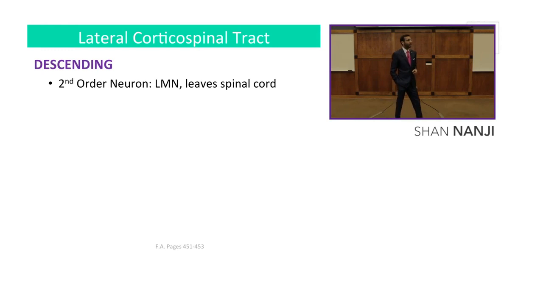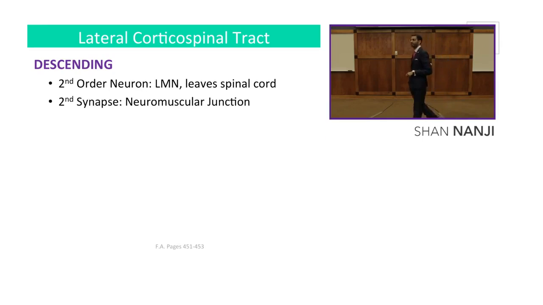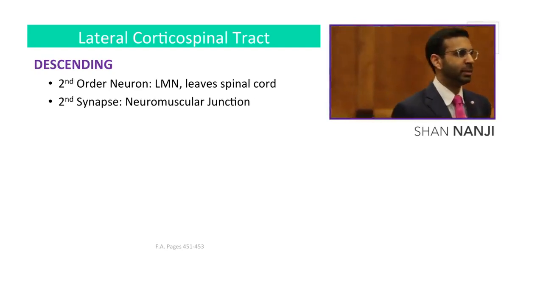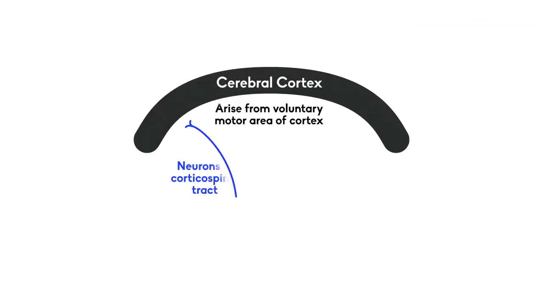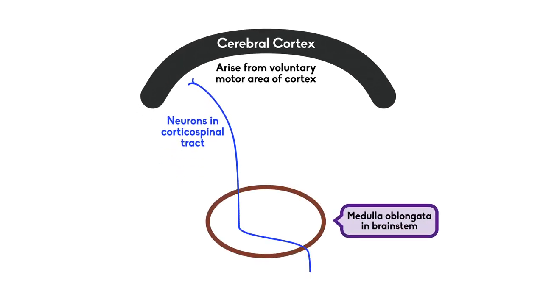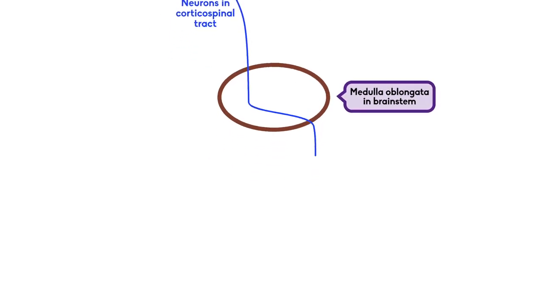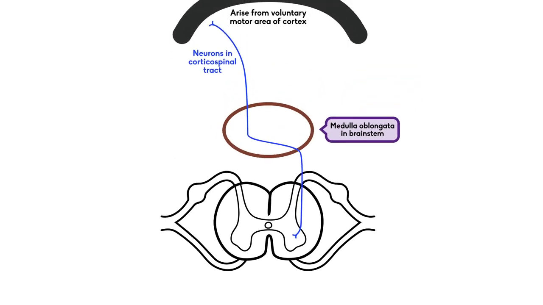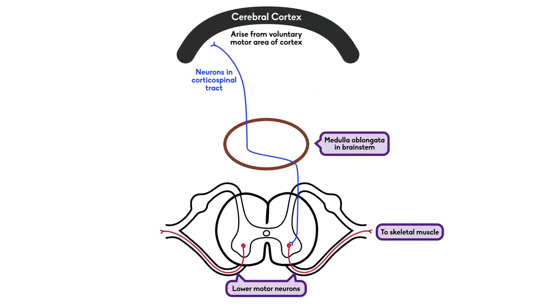The second order neuron, the lower motor neuron, leaves the spinal cord and synapses at the neuromuscular junction, or NMJ. The second synapse is at your NMJ, which is where you're going to have that movement. So you see in blue there, the descending first order neuron coming from the primary motor cortex, descending ipsilaterally through your internal capsule, then decussating at the pyramidal decussation in the caudal medulla, synapsing at the cell body of the anterior horn. The second order neuron there in red, the lower motor neuron, leaves your spinal cord and synapses at your neuromuscular junction.